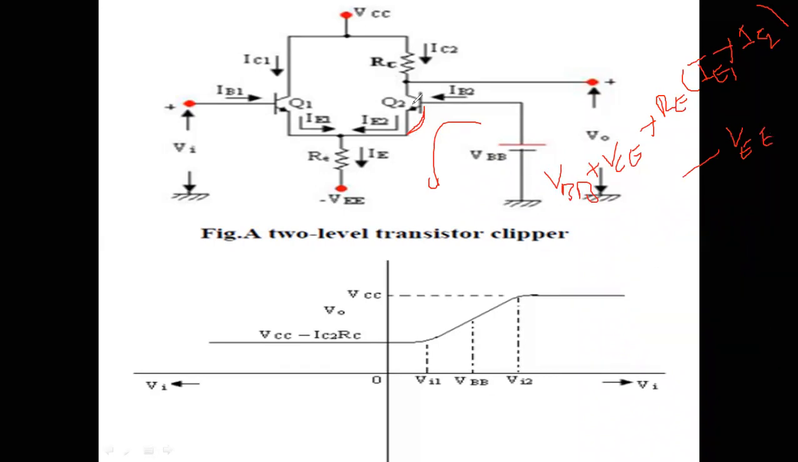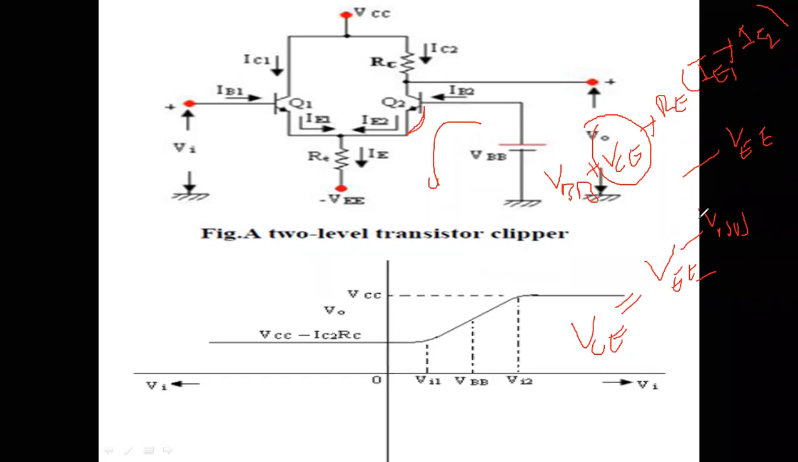Now, in order to make Q2 off, the VCE voltage should be less than the cut-in voltage. Then only this junction will be reverse biased and this transistor will be off. If you keep VCE on one side and take the remaining to the other side, you get VCE equal to VEE minus VBB minus the drop RE into IE1 plus IE2.